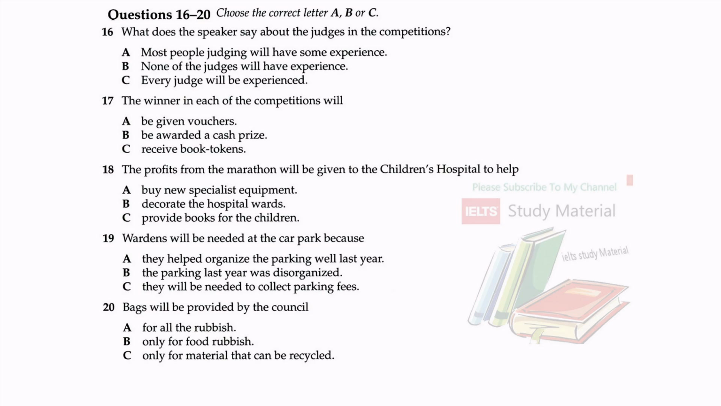Now, the third team will be the judges. For each of the various competitions, we will have 3 judges. On the whole, they will have had experience of judging before. There will be a boat race, a swimming competition, and the best fancy dress. A cash prize will be given to the winner in each category, and for the 2 runners-up, there will be book tokens.